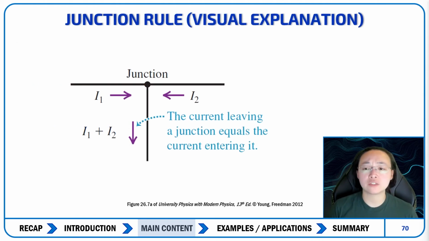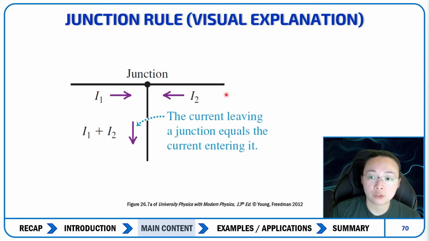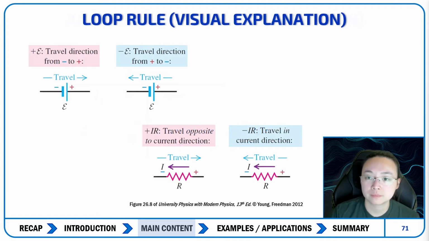Let's take a look at each of these separately. As a visual explanation, I have a junction over here. I have current I1 coming into this junction and another current I2 coming into this junction. Leaving this junction is a current that's equivalent to I1 plus I2. So the current leaving the junction has to be equal to the current entering that junction. The loop rule is a little different. It's a little bit more difficult to explain visually.